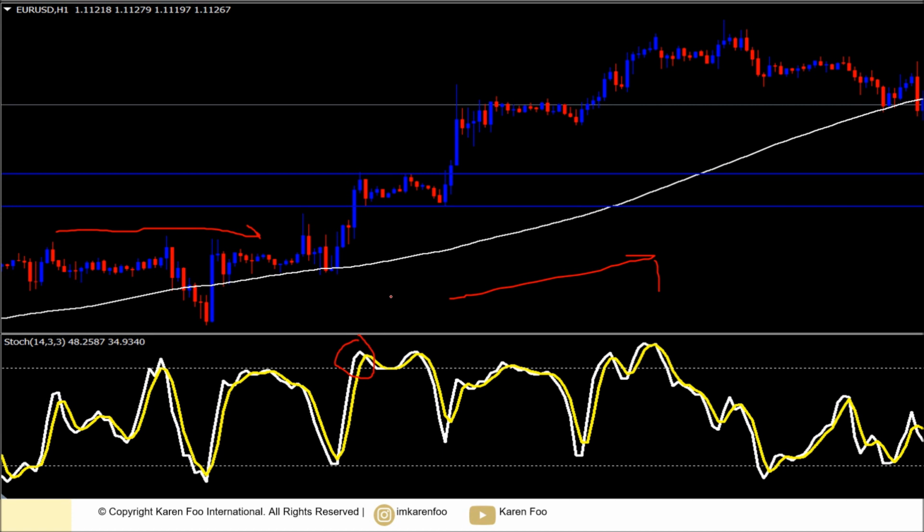So when you see stochastics go up to an overbought level after a consolidation, it doesn't mean that the price is going to U-turn and go back down. It means that the price is going to continue on a strong rally.